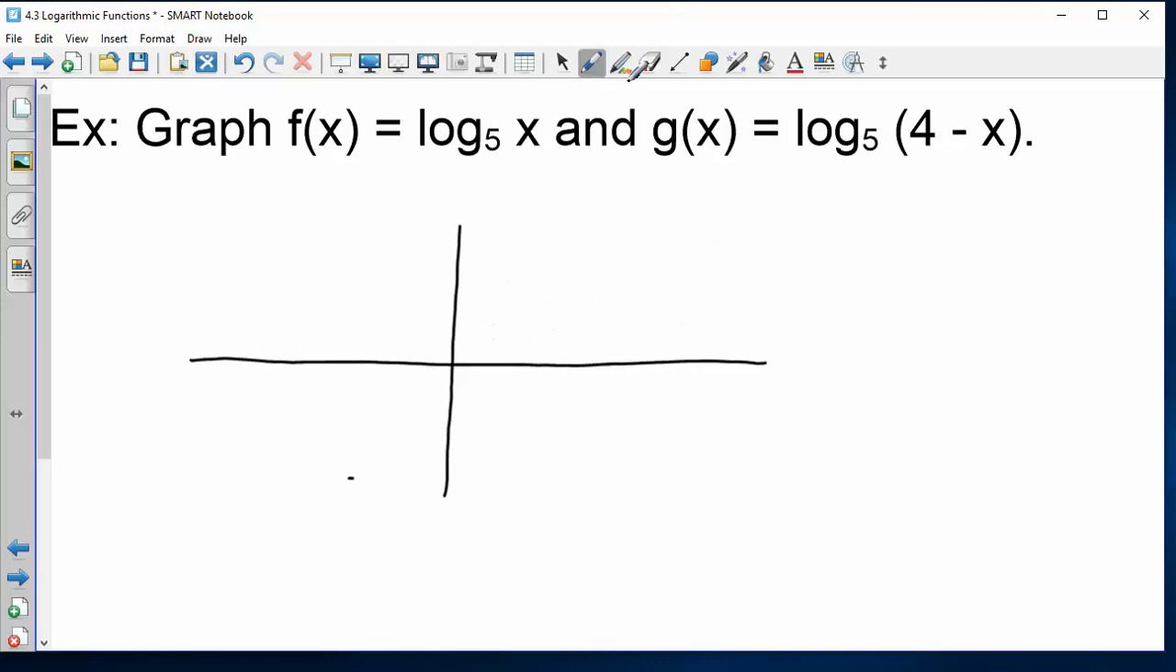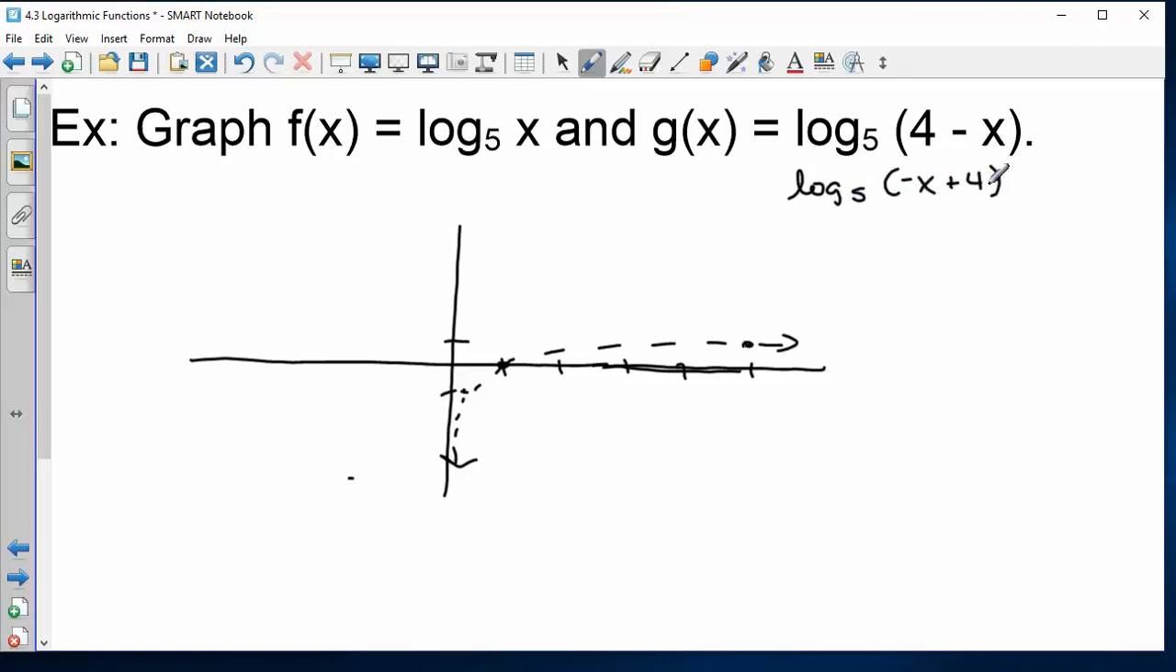So I'm using the same parent function again just to save time. We already have the points on log base 5 of x. That's 1/5, -1, 1, 0, 5, 1. Okay. I have a 4 minus x here. You could also think of that as a negative x plus a 4. This one is pretty tricky to try to figure out your transformations.